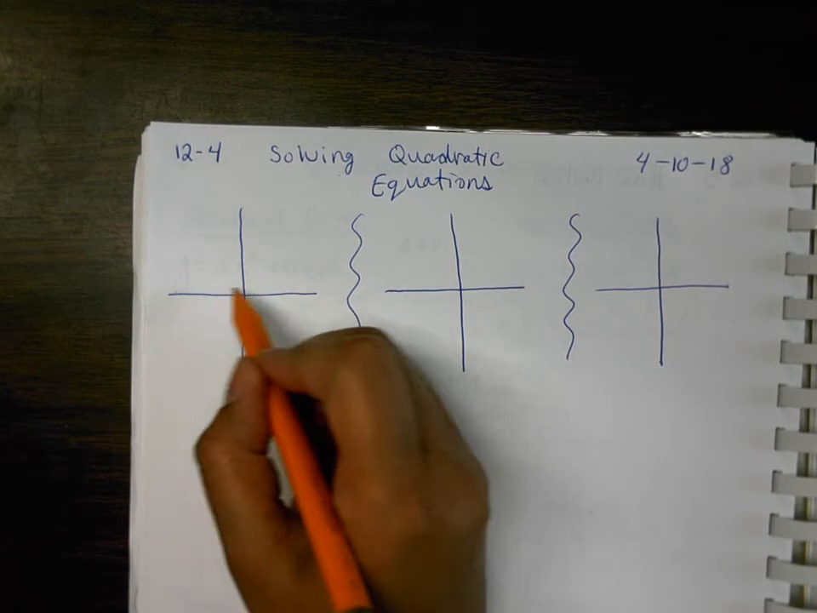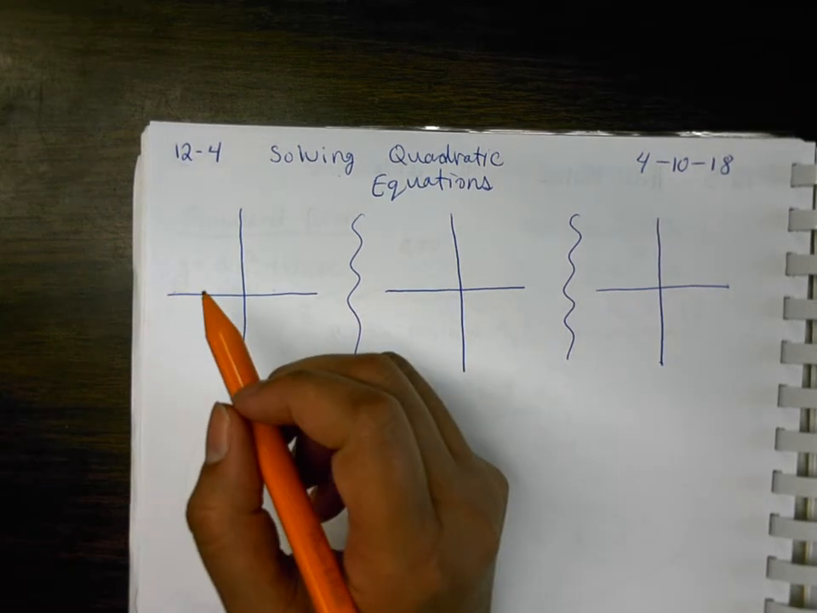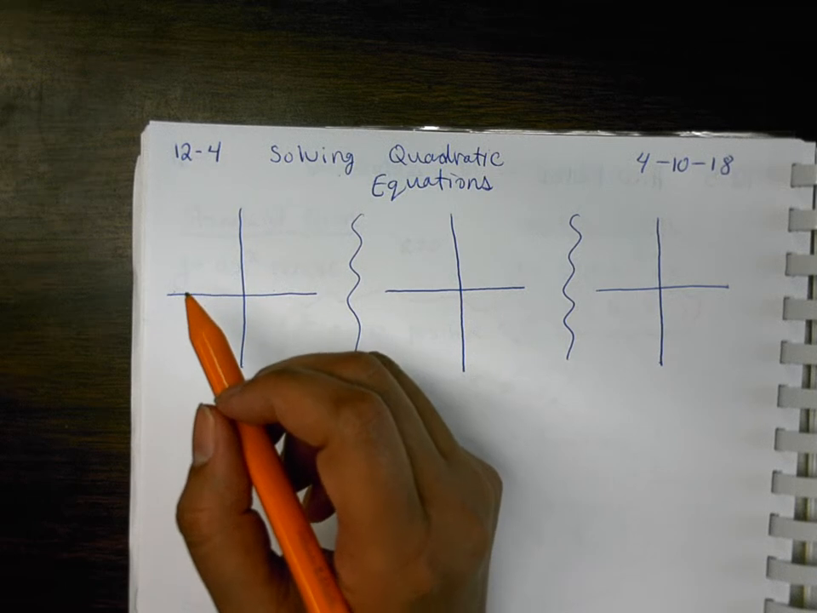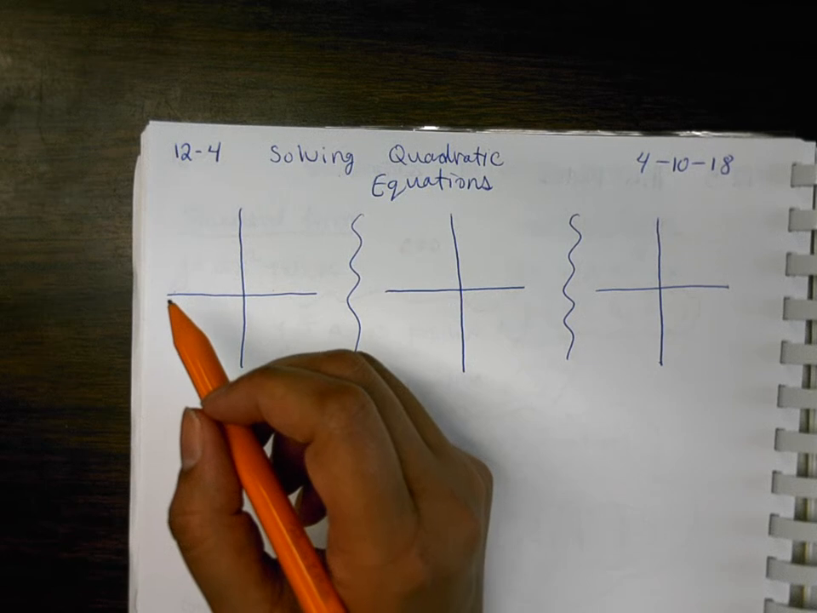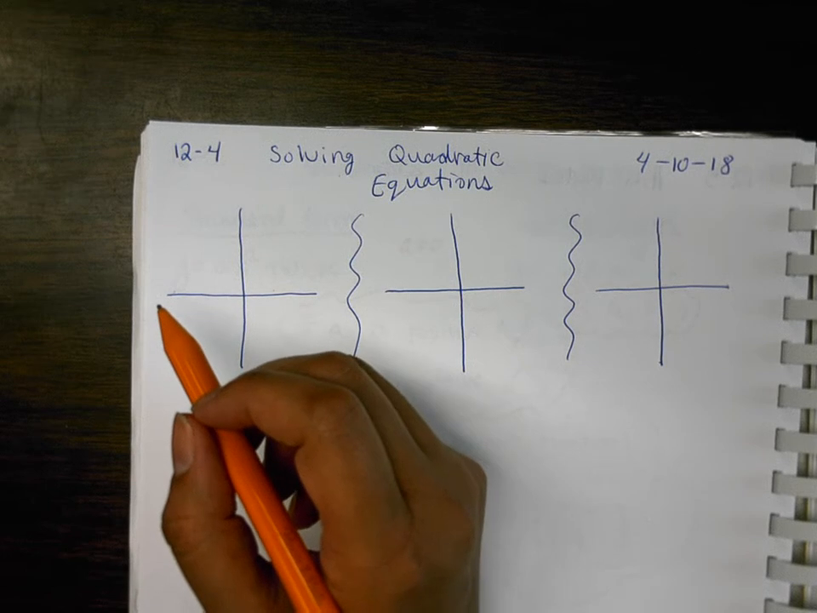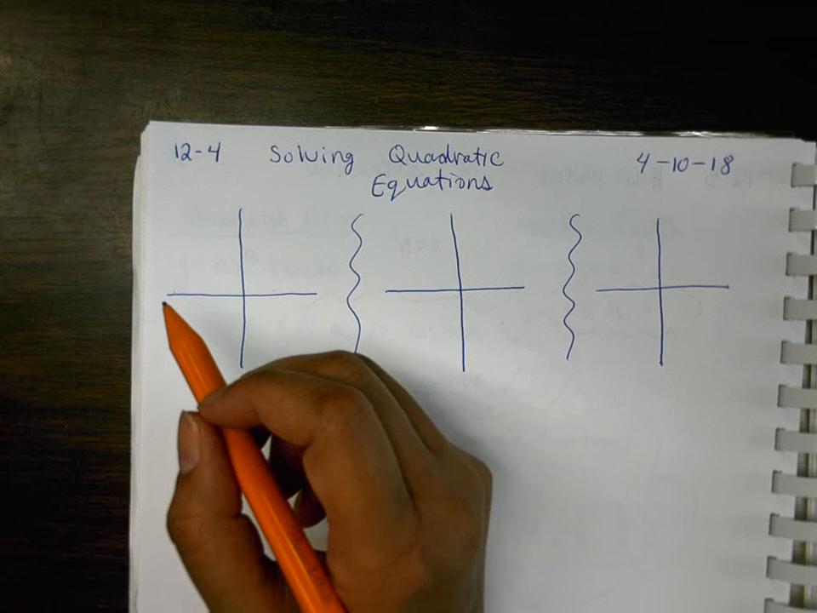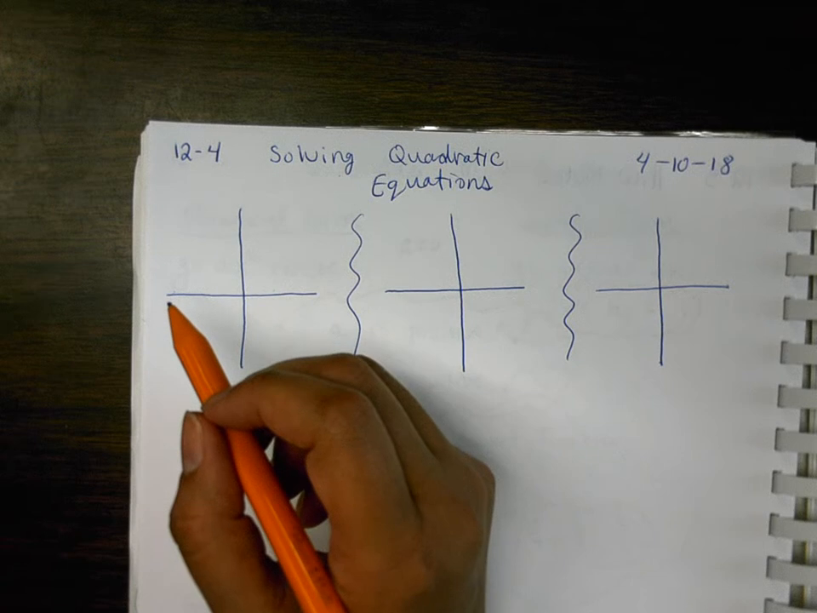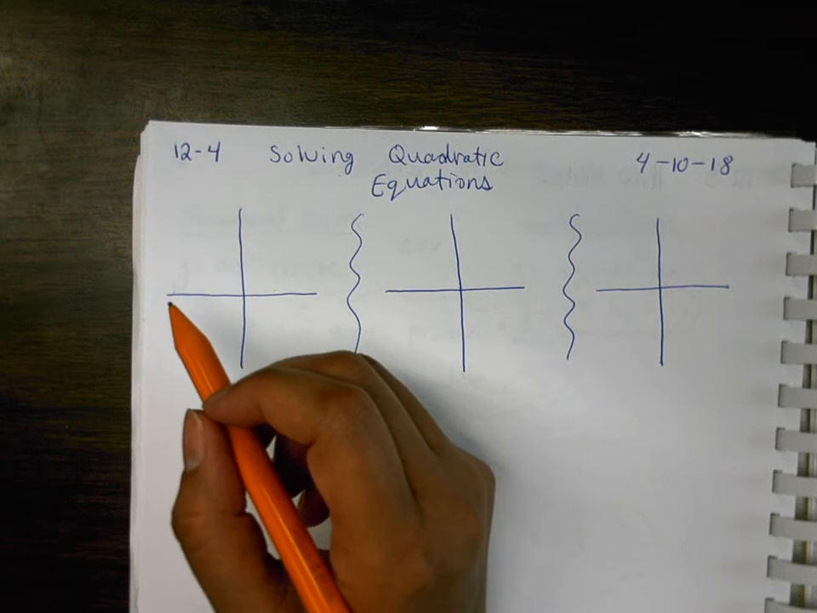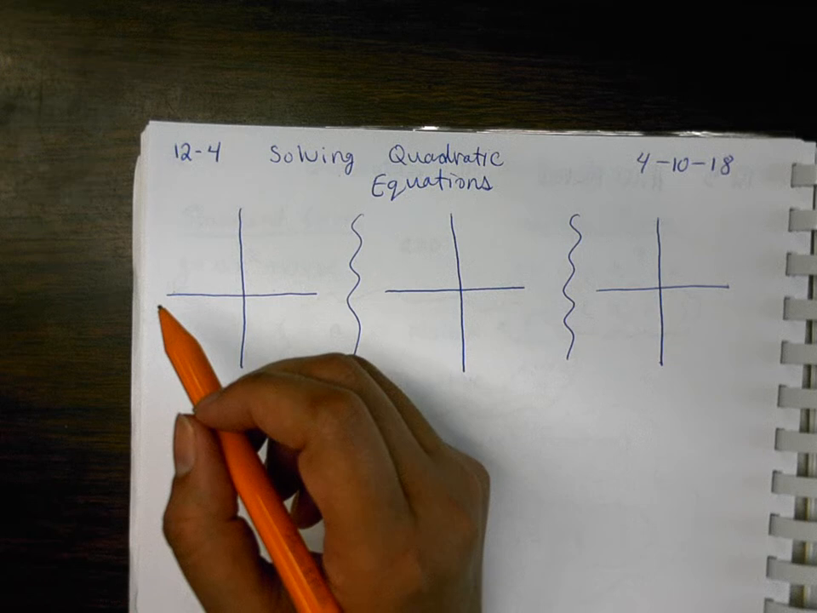Oh, how many x-intercepts? 2. Once. I heard 2. 1 or 2, and that's what Christina said, it depends. All right, 1 or 2. Is it possible to have more than 2? No. Is it possible to have less than 1? Less than 1 would be what? Nothing. Is it possible to have no x-intercepts? It would not be possible.